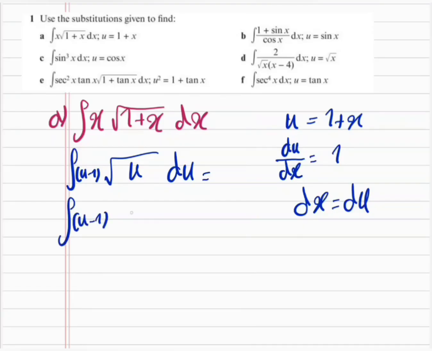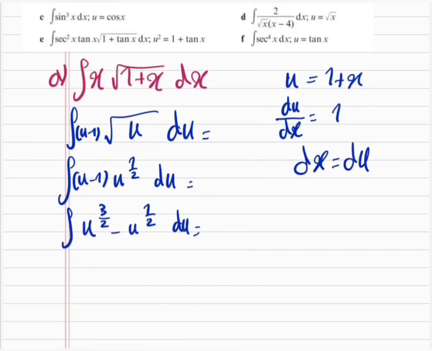First, let's rewrite root u in the form u to the power half. And now we are ready. We just expand the bracket and get u to the power of 3 over 2 minus u to the power of half du. Now we add 1 to the power. 1 plus 3 over 2 is 5 over 2, so we divide by that, which becomes 2 over 5 u to the power of 5 over 2. Then here we add 1, which becomes 3 over 2, and we divide by that, which becomes minus 2 over 3 u to the power of 3 over 2 plus c.